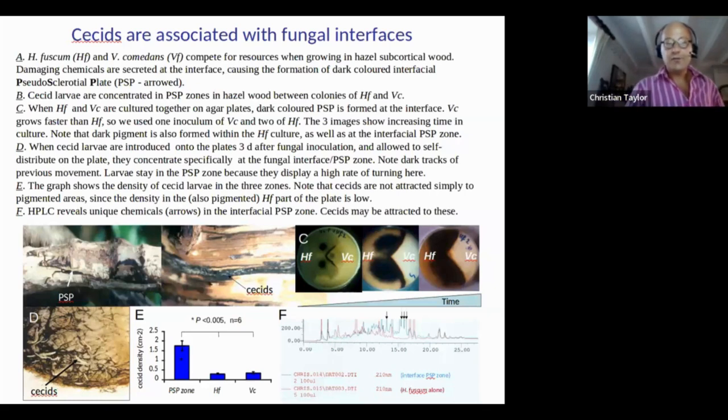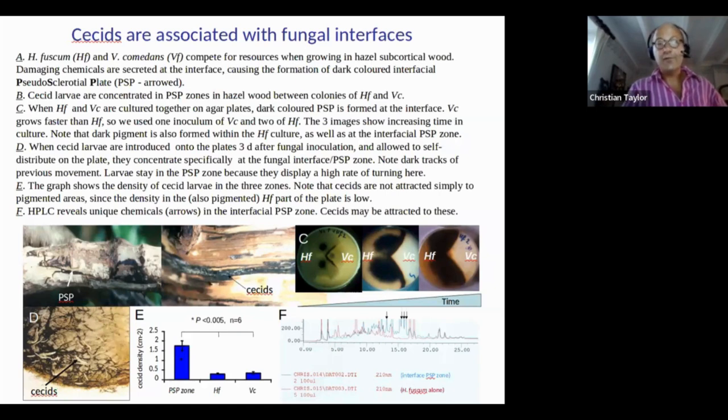The other most interesting part of this image is the fact that we can see, if you look at C, there's an image with 3 Petri dishes in a row, and it's basically a kind of time-lapse snapshot. So with early cultures, you can just see the PSP beginning to form. And then over time, you can see that these PSP zones do get much more extensive and thicker.